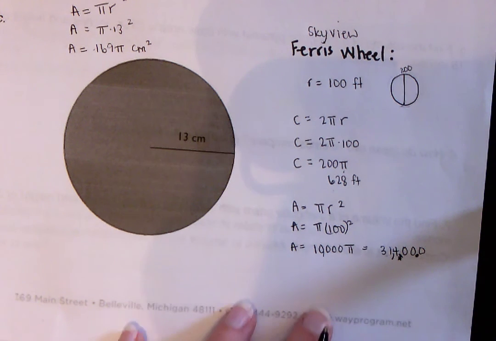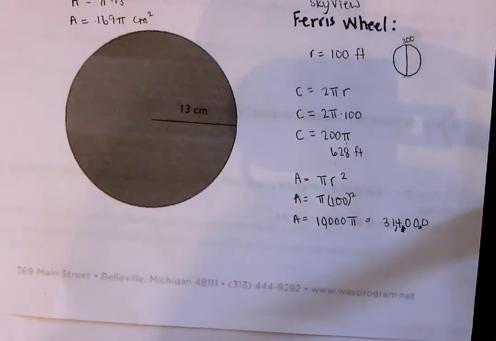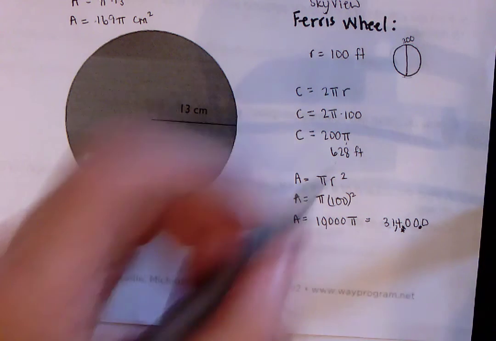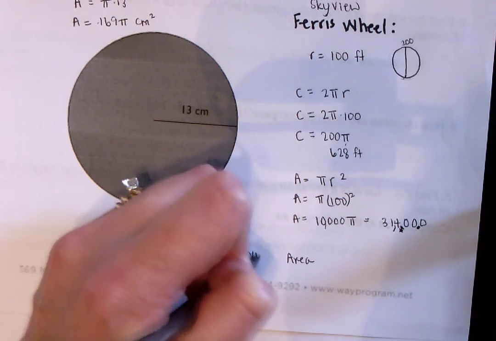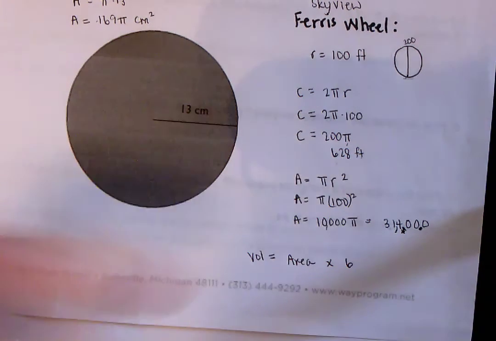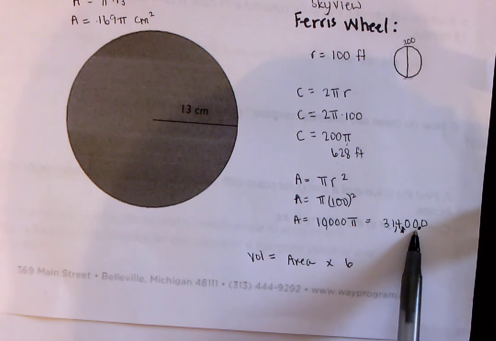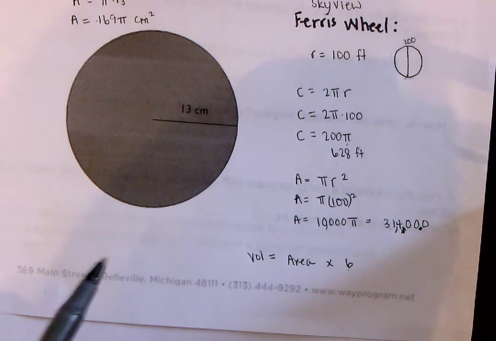And then finally, let's say we were dealing with the volume. Let's say the width of each of the gondolas, straight across, like the depth of it, is about 6 feet. So for the volume it takes up in the park, take the area that we just got and multiply it by 6, the depth. So 31,400 feet squared times 6 would be the volume taken up in the park.